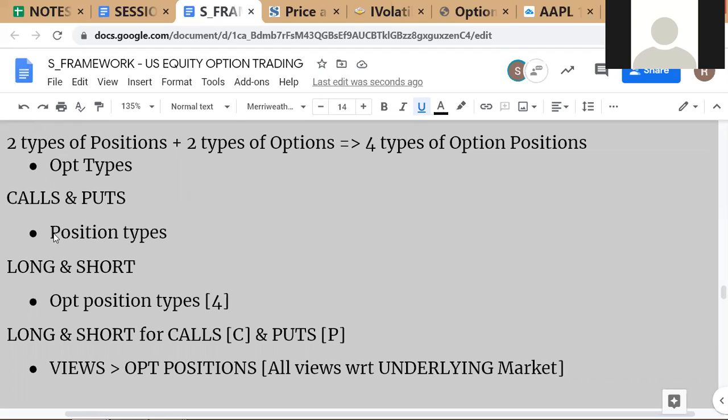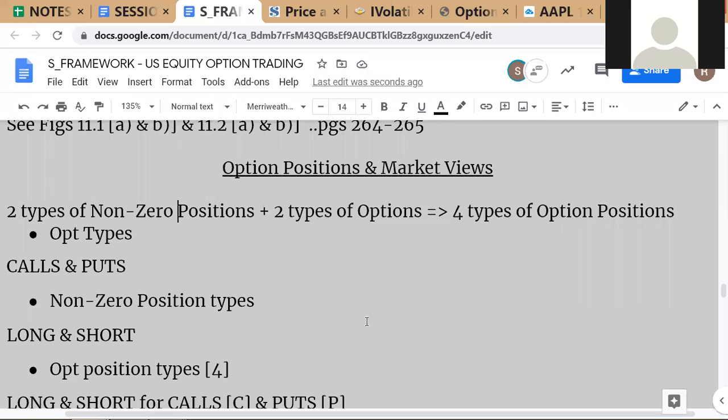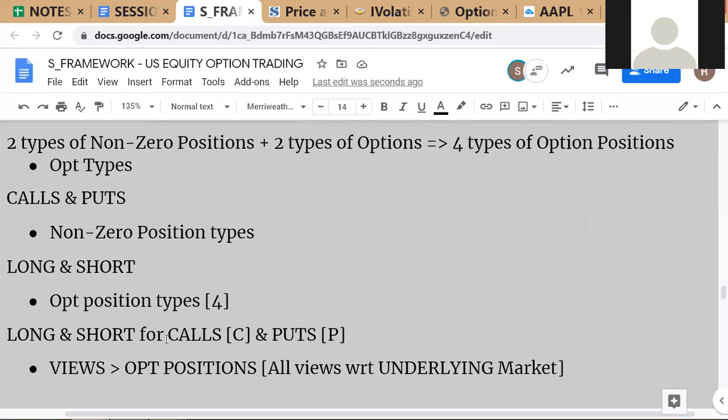So let's put it this way. Let's make it even more specific, because I talk a lot about talking in very specific terms. So let's make sure that we are always also talking in highly specific terms. Two types of non-zero positions. A non-zero position is either long or short, and your option types are calls and puts. So therefore, if you combine these, you have four types of option positions: long and short for calls and puts.